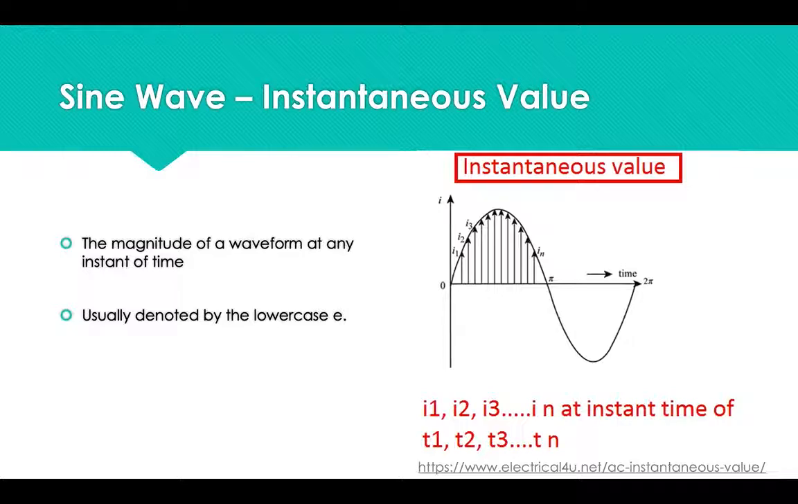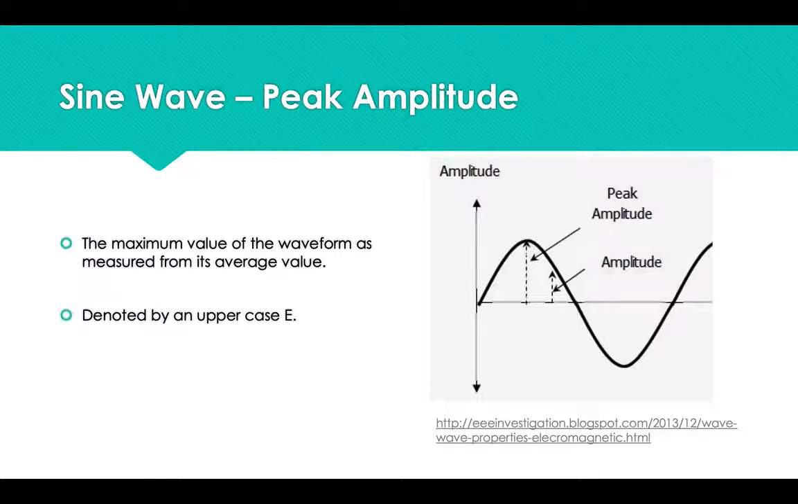The instantaneous value of a sine wave is the magnitude of a waveform at any instant of time. On the right hand side, the small arrows inside of the sine wave are a good representation of these values, usually denoted by a lowercase e. The peak amplitude of a sine wave is the maximum value of the waveform as measured from its average value. On the right hand side, it is the peak of the sine wave.